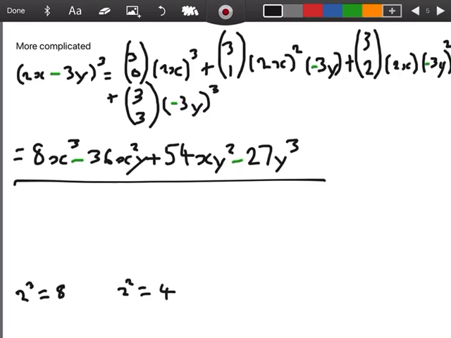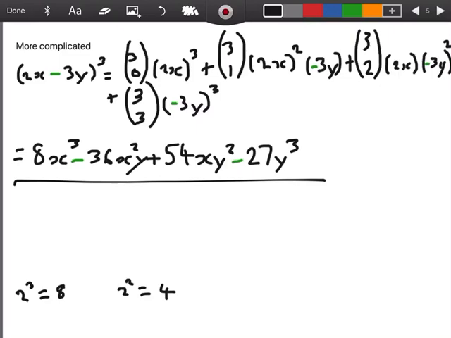Expanding the bracket cubed, we get 3C0 (2x) cubed. And let's take a look at 3C1. So 3C1 times (2x) squared times negative 3y. So that actually makes that part of the answer negative. So remember that, the negative is very important. And then plus 3C2 times 2x times (negative 3y) squared. Now, it's not negative this time, that part of the answer, because we're squaring a negative, which makes it positive.